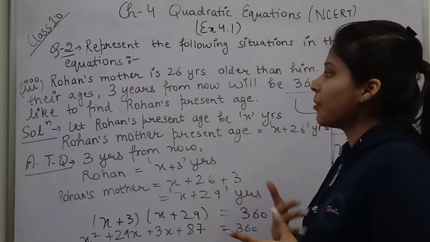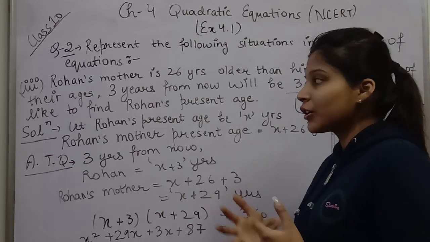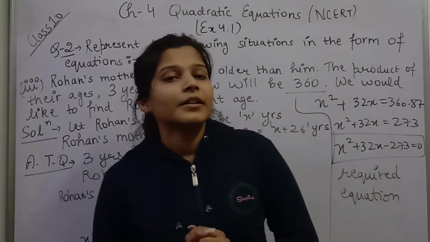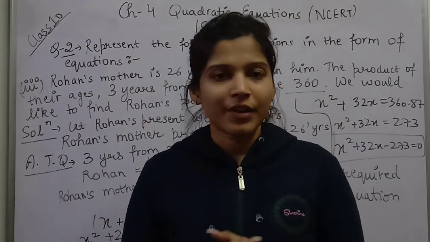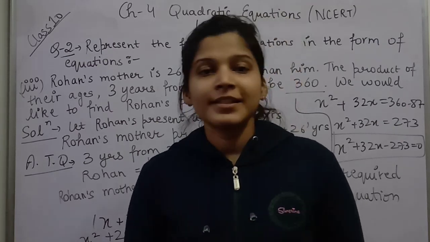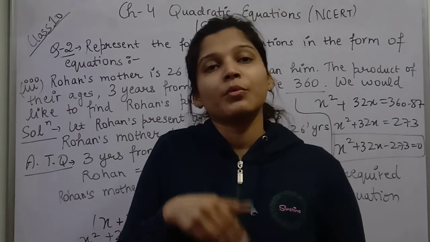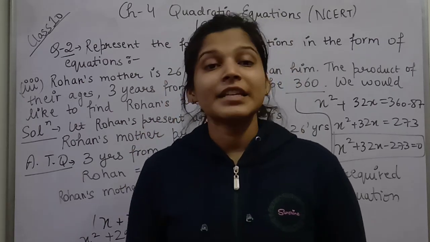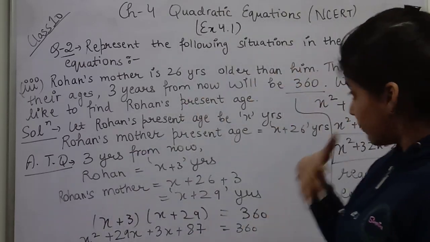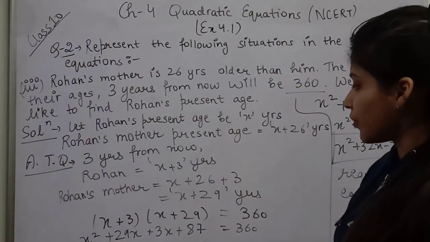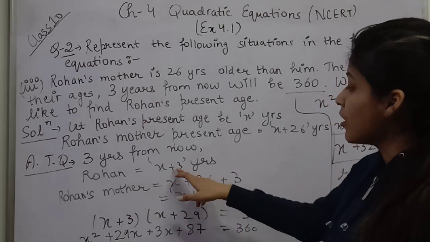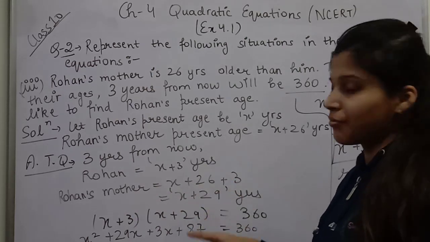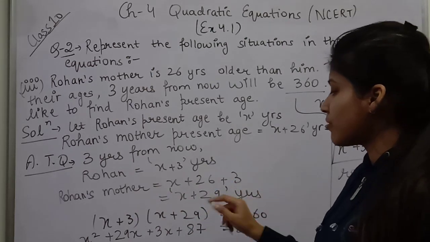Then it says that 3 years from now the product of their ages will be 360. 3 years from now means what? If I ask you what is your age right now? You will say, ma'am, my age is 16 years. But then I'll ask, what will be your age after 3 years? So you will say, ma'am, 16 plus 3. I will be 19 years after 3 years, right? So whenever the talk is about the future, we add those many years. So Rohan's age becomes x plus 3 and Rohan's mother's age is x plus 26 plus 3. So x plus 29 because 26 plus 3 is 29.